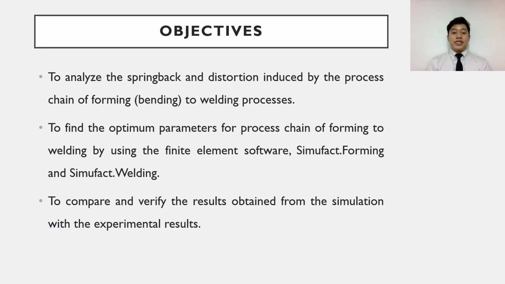The objectives of this study are to analyze the spring back and the distortion induced by the process chain of forming to welding. Next, to find the optimum parameters for the process chain of forming to welding using Simulfact Forming and Simulfact Welding, which are finite element software. And lastly, to compare and verify the results obtained from the simulation with the experimental results.